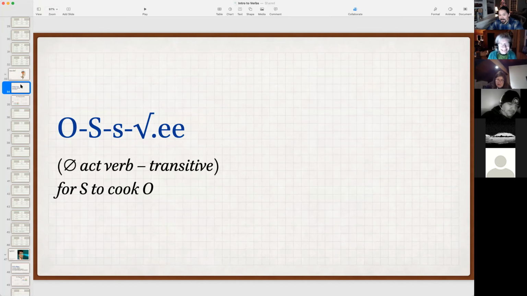Here's what this one looks like. There's an object. There's a subject. It's an S group classifier, so we should expect se or sa, most of the time sa. And then here's e, that's the cooking verb. It's a 0 again. It's an act verb. For S, to cook, O.